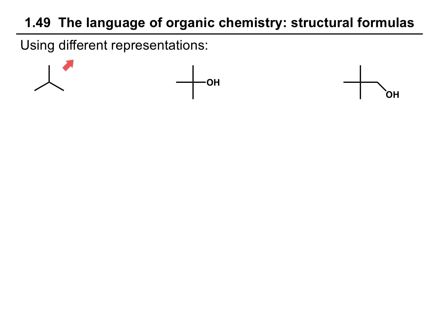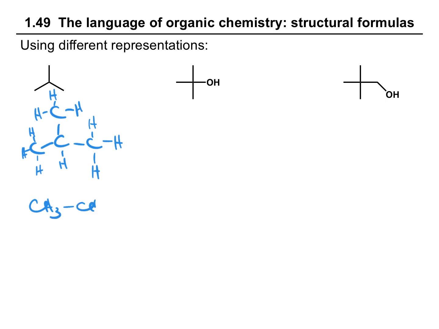So looking at this first compound, this is the skeletal or zigzag formula. So what this means is that we have a central carbon connected to a carbon and another carbon and another carbon. So if we write this out as a Lewis structure, we have these 4 carbons, and then we have to fill in the hydrogens, knowing that carbon likes to form 4 bonds. And the central carbon is also connected to 1 hydrogen.